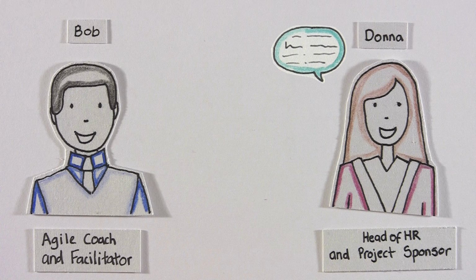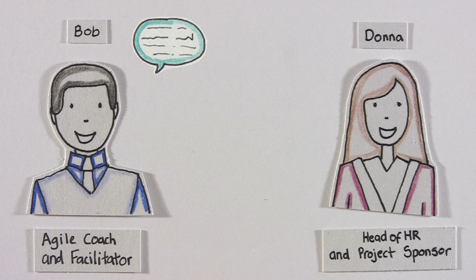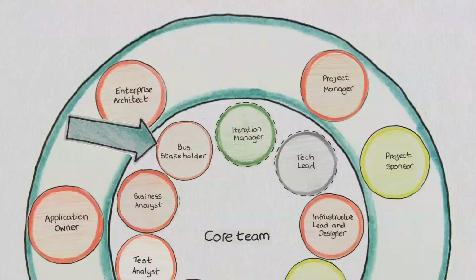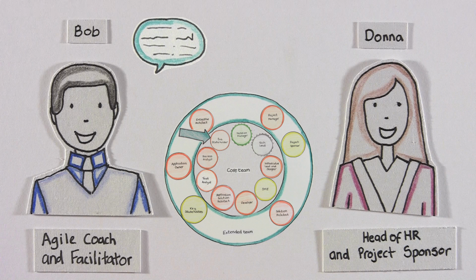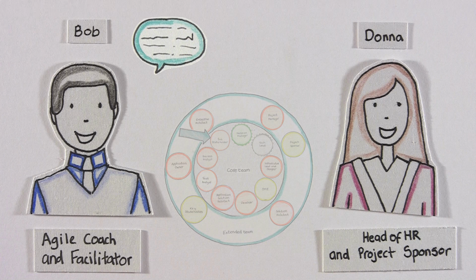"Thanks, Bob. I'm a little unsure though why the business stakeholder is part of the core team and not the extended team. I'm not sure if it's productive or the best use of one of my people's time to be assigned to the project permanently." "Well, Donna, in an Agile project, it's critical that the business stakeholder is part of the core team. The team will look toward them to own and explain the project vision to keep them on track. They represent you and your view of success for the project. They're also important in providing input on scope and priority, which helps to ensure the team delivers the right functionality at the right time."